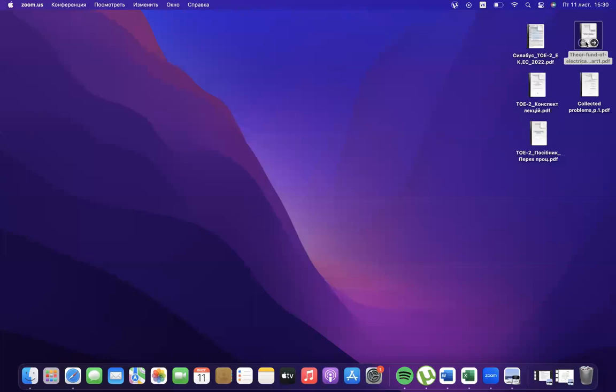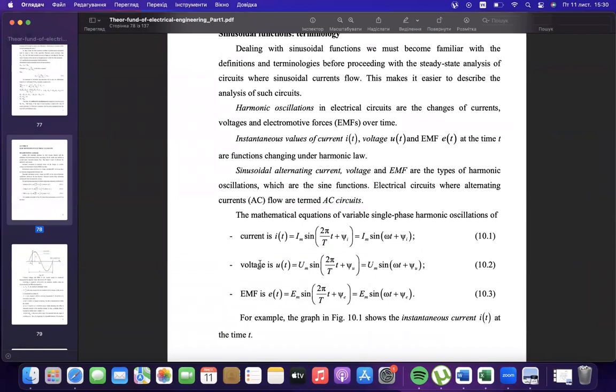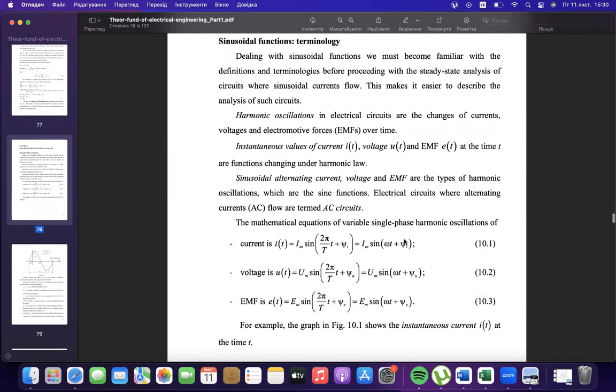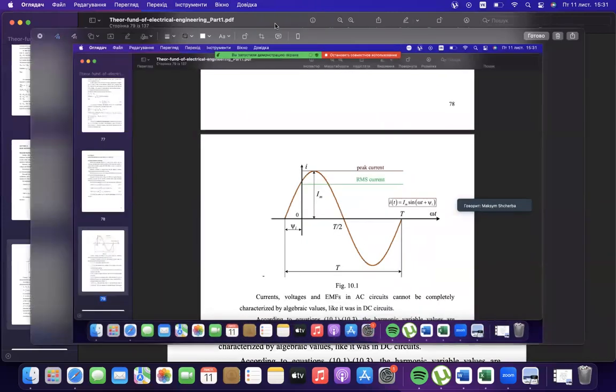Oppositely to direct current. Then, if it's sinusoidal, from the general physics course, it could be written as a sinusoidal function, which has some amplitude, speed of rotation, and initial angle. It looks like this. Let's look at it simultaneously.